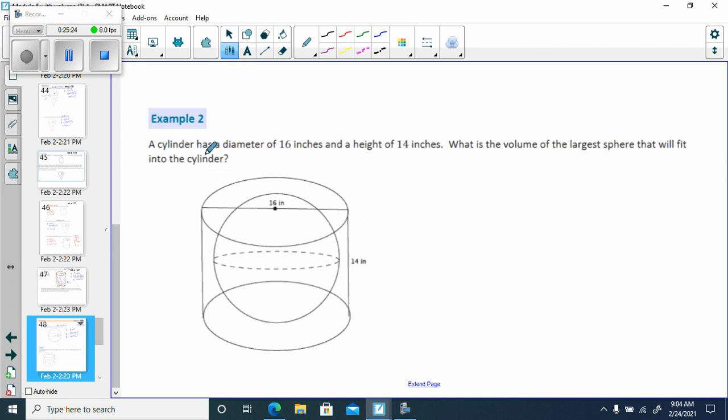Let's try this one. A cylinder has a diameter of 16 inches and a height of 14. What's the volume of the largest sphere that will fit into the cylinder? Well, the diameter of this ball could only be 14 because that's all I could slide in there. You can't put a 16-inch diameter ball into a 14-inch diameter can.